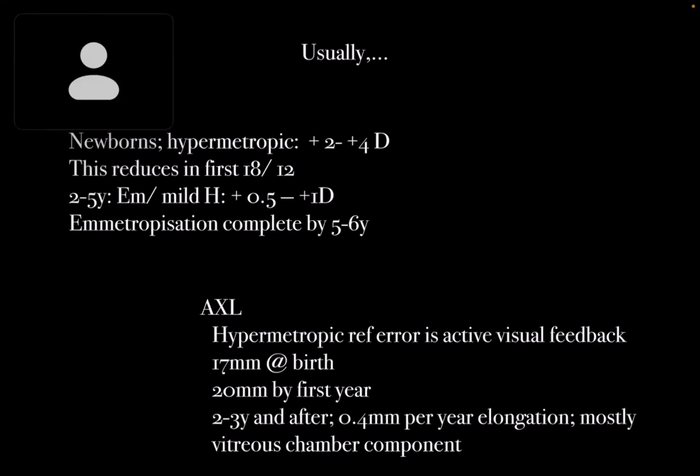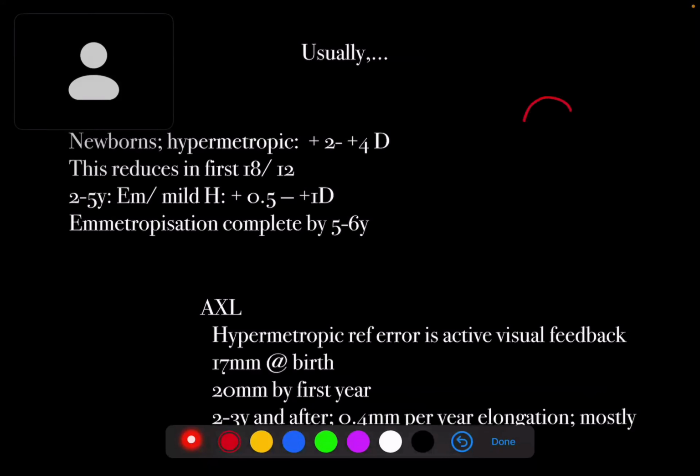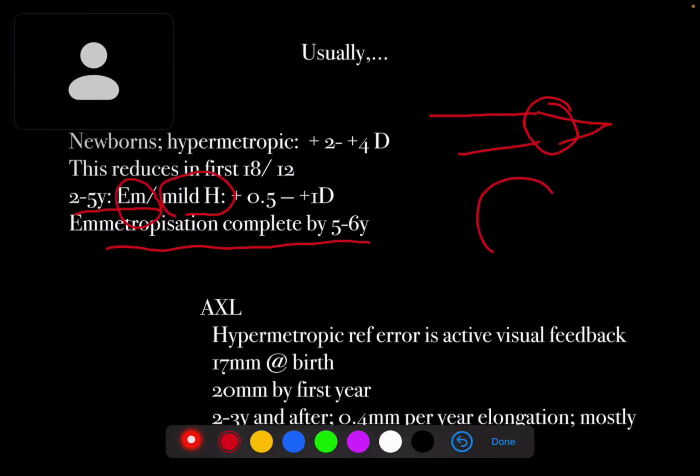So the rest of this is too much for you, but usually at newborn, the eyes are shorter. Therefore, they are hypermetropic. Gradually, by the first 1.5 years, they reduce and become normal. By around 2 to 5 years, they are usually mildly hypermetropic or emmetropic, or normal. There's no error. By around 5 to 6 years of age, the patient should have normal axial length, and therefore parallel rays will come and focus on the retina.